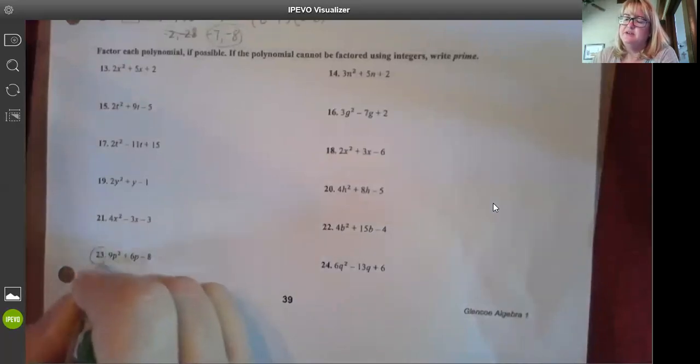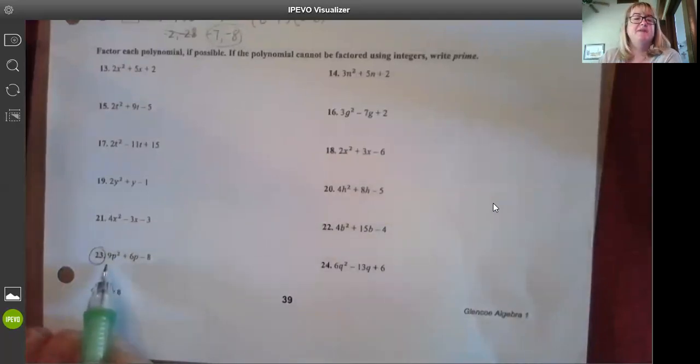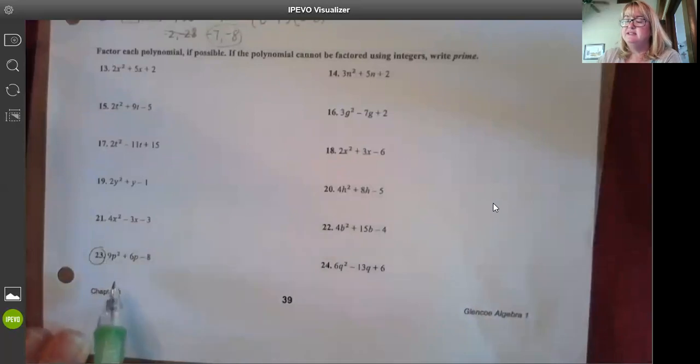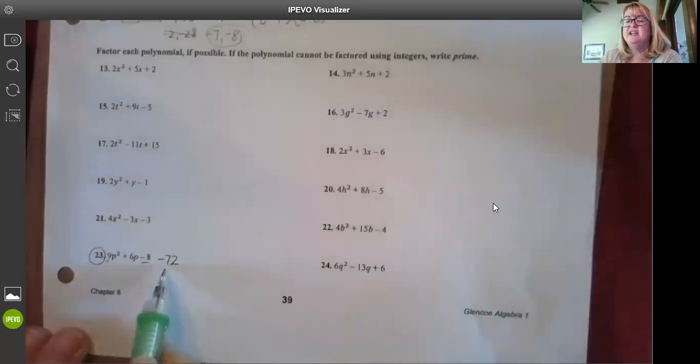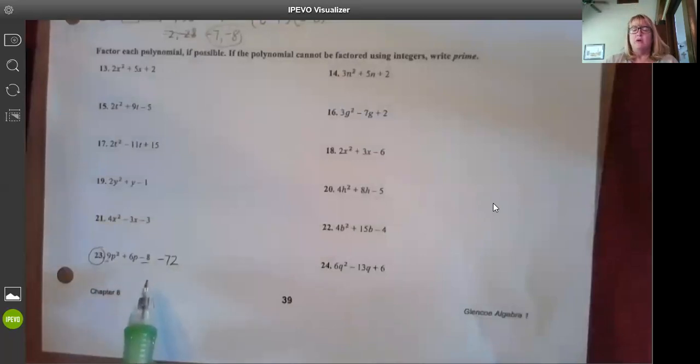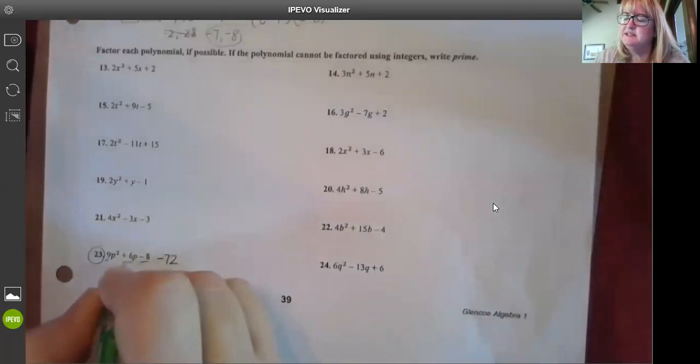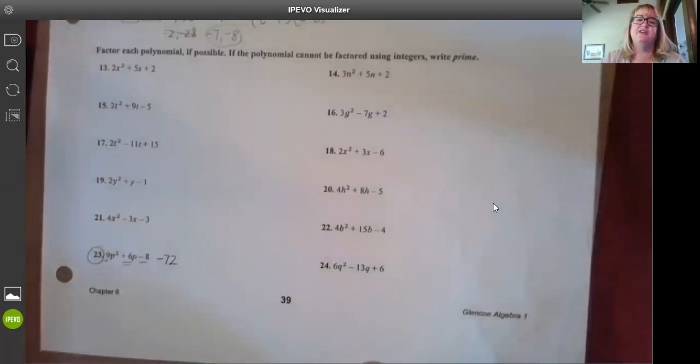All right, 23. First step, can I factor anything out of the whole thing? I've got a 9, I've got a 6, I've got an 8. The answer is no. Second step, multiply A times C. 9 times negative 8 is negative 72. Now my factors, to get a negative 72, one of my factors has to be positive and one has to be negative. B is positive, so that tells me the larger factor has to be positive, so that when I combine them, I get a positive answer.